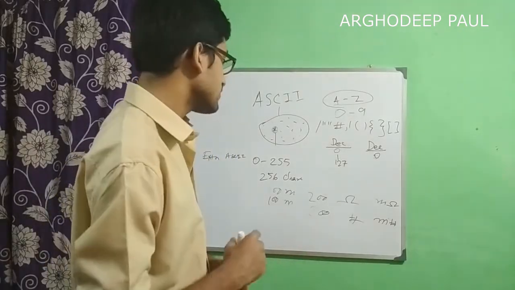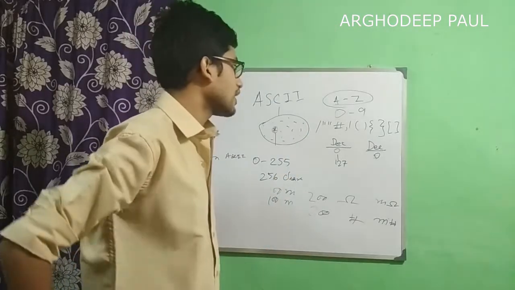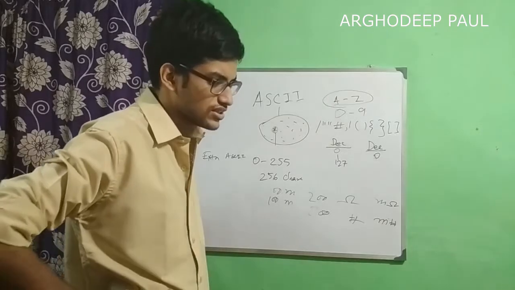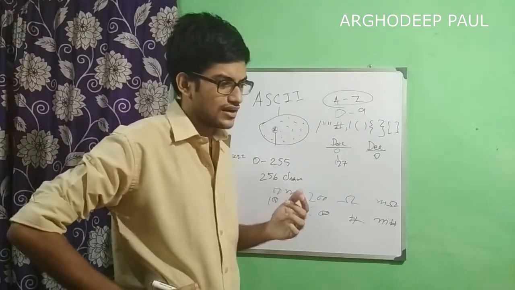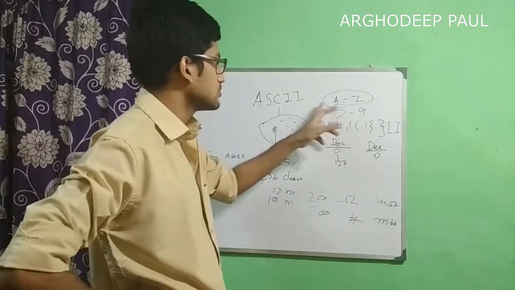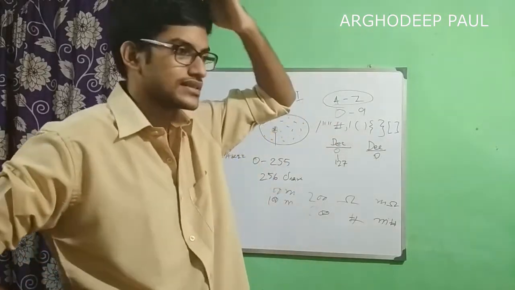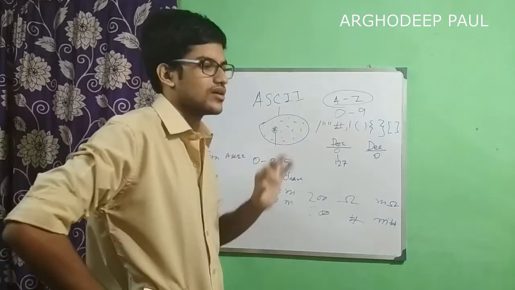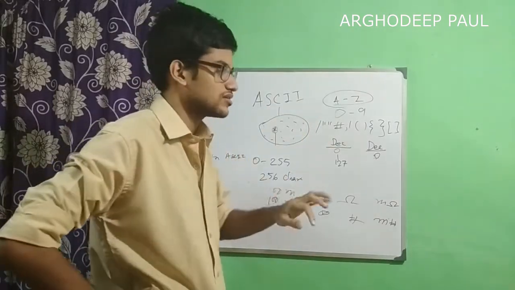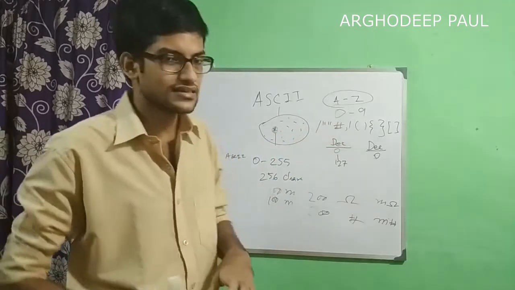When we have a requirement for more than 128 characters, like the German language or any other character that doesn't belong to the ASCII character set, like any Chinese letter or other letters or characters which are not included in our ASCII character set.